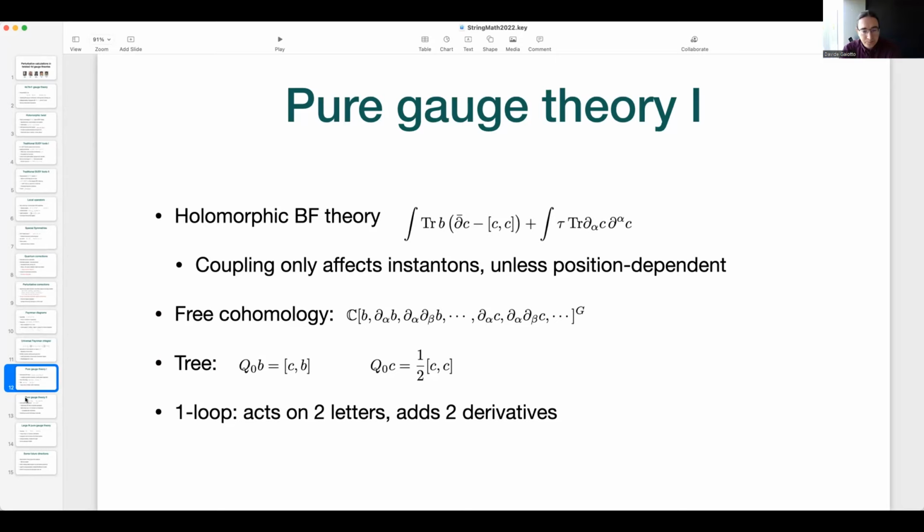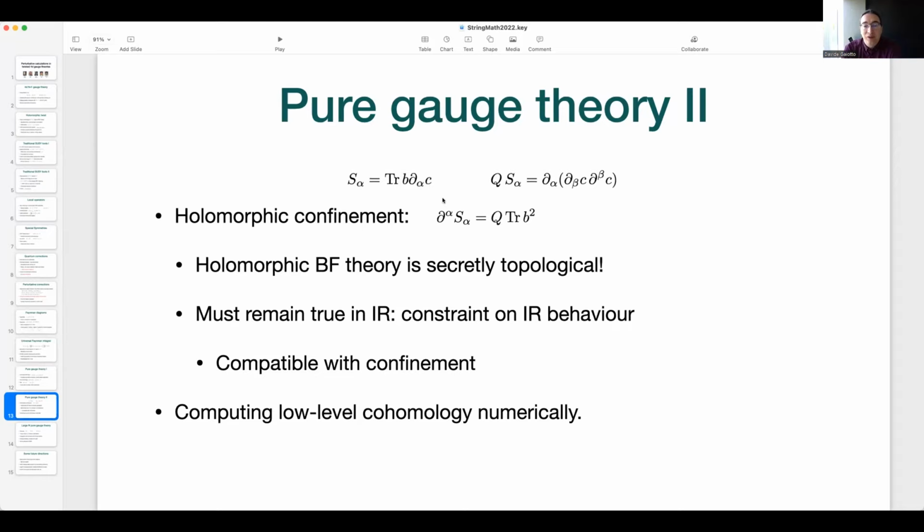Now, one of the striking facts we found about pure gauge theory is that the divergence of the stress tensor, which generates this infinite symmetry algebra of Hamiltonian symplectomorphisms of spacetime, is actually Q-exact. This gives rise to a phenomenon we dubbed holomorphic confinement, where the holomorphic BF theory is actually secretly topological. So you take an N=1 gauge theory, you do a holomorphic twist, you expect to find a holomorphic theory, and instead you find a topological theory.